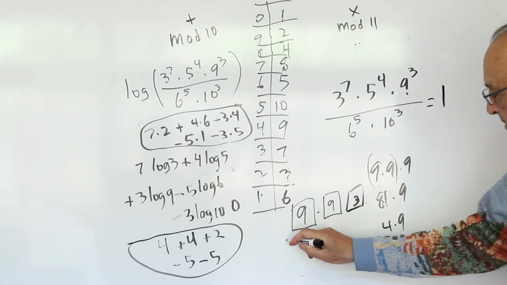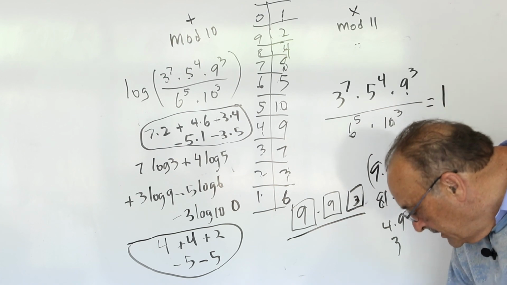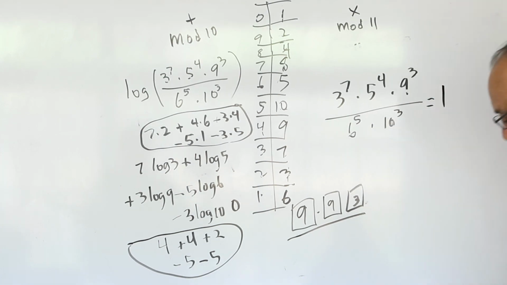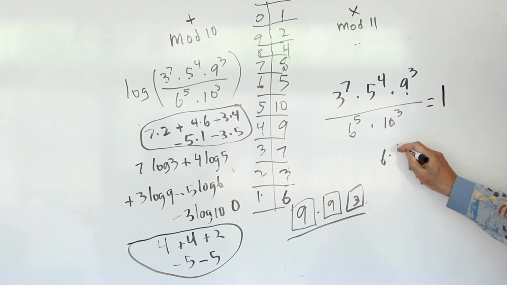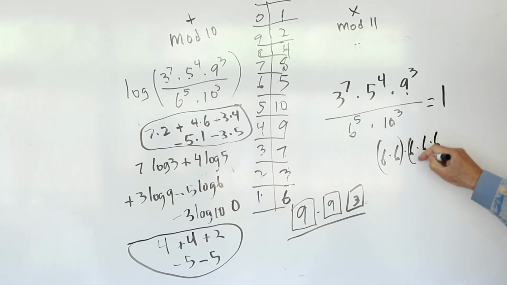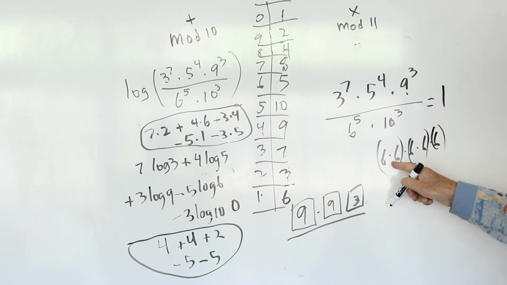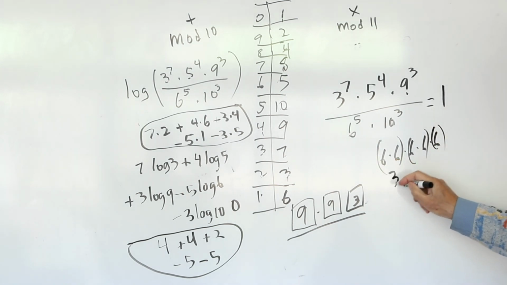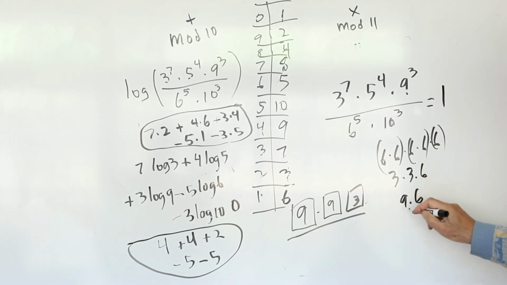And then we're going to divide by 6 to the 5th power, which is 6 times 6 times 6 times 6 times 6. 36, 36, and 6. 36 minus 33 is 3, times 3 times 6. That's 9 times 6. That's 54, minus 44 is 10. So 6 to the 5th power is 10.